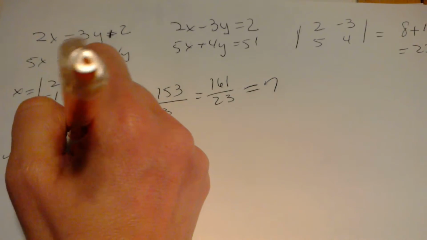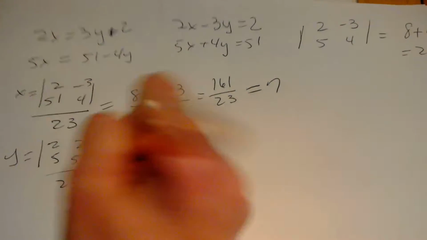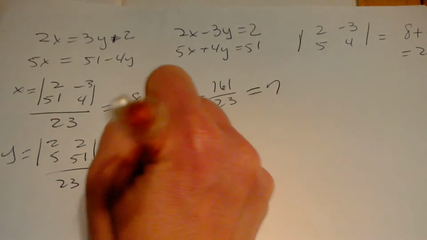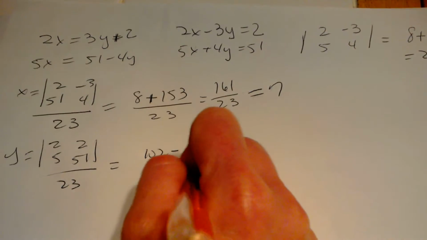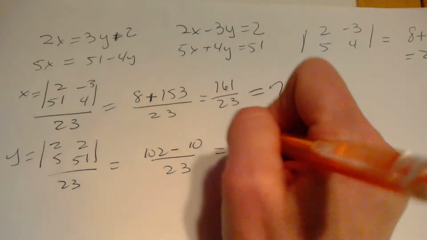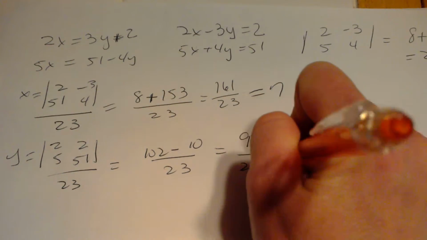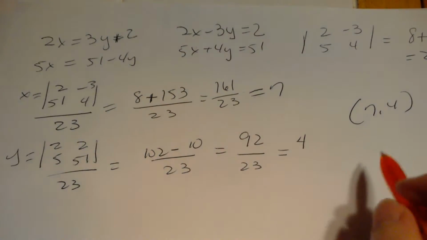So I've got 251, and I'm going to divide by 23. That's going to give me 102 minus 10, and that is over 23. It's going to give me 92 divided by 23, and that's going to give me 4. So my answer is 7, 4. And we could always check that.